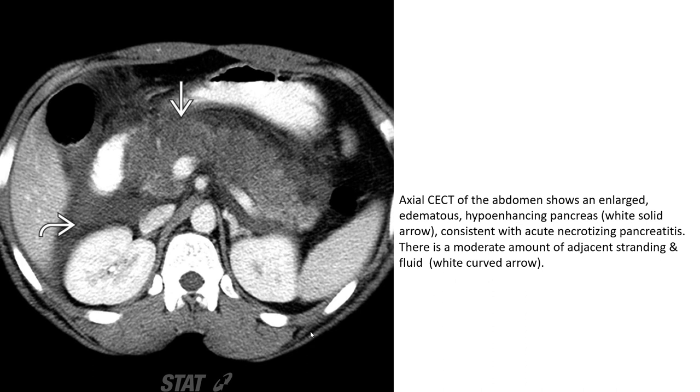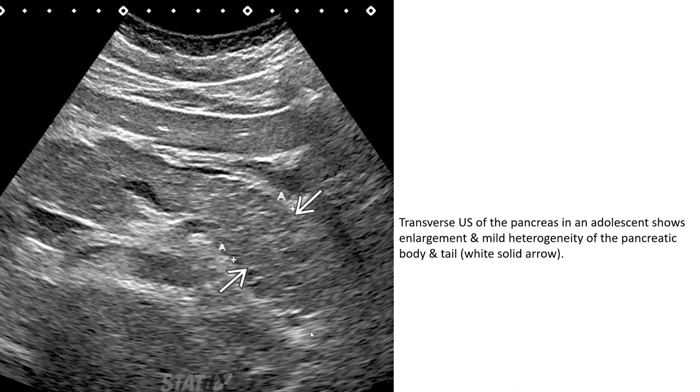Axial contrast-enhanced CT of the abdomen shows an enlarged, edematous, hypoenhancing pancreas, consistent with acute necrotizing pancreatitis. There is a moderate amount of adjacent stranding. In an adolescent, there is enlargement and mild heterogeneity of the pancreatic body and tail.